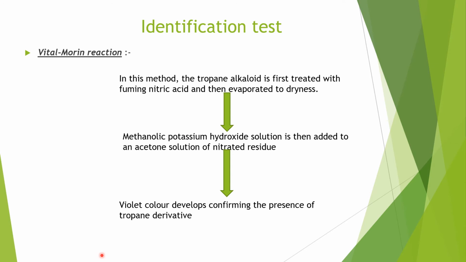Now we discuss the identification test of atropine. Vitali-Morin test. In this method, the tropane alkaloid is first treated with fuming nitric acid and then evaporated to dryness. Methanolic potassium hydroxide solution is then added to an acetone solution of nitrated residue. Violet color develops, confirming the presence of tropane derivative, which is atropine.